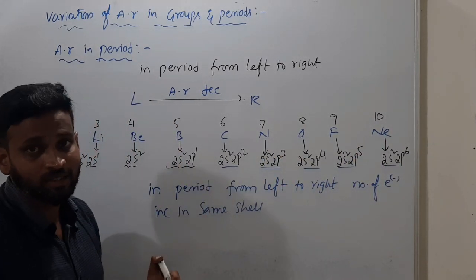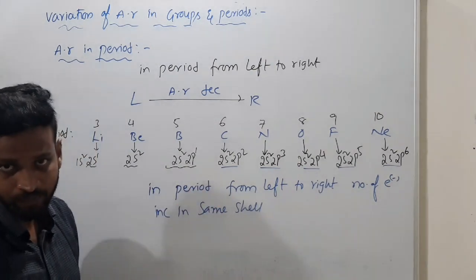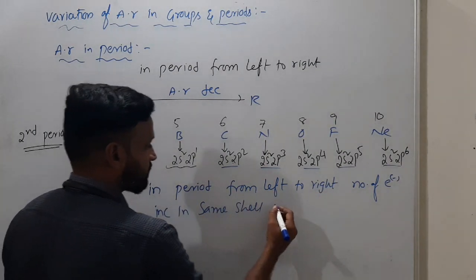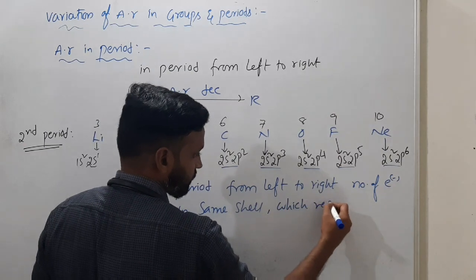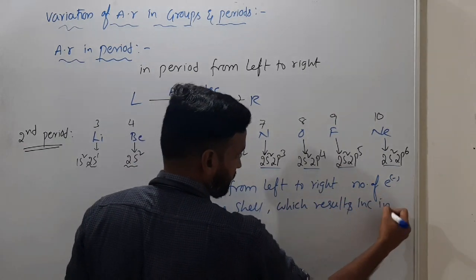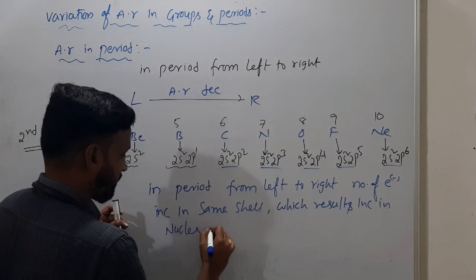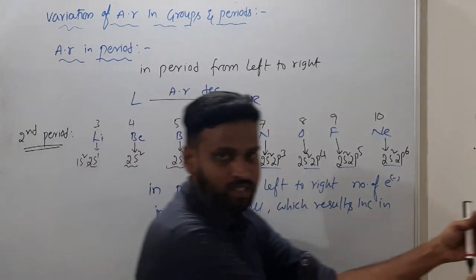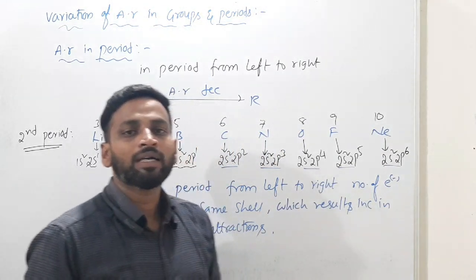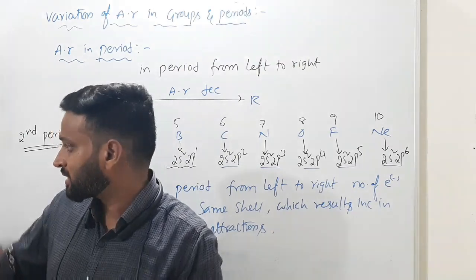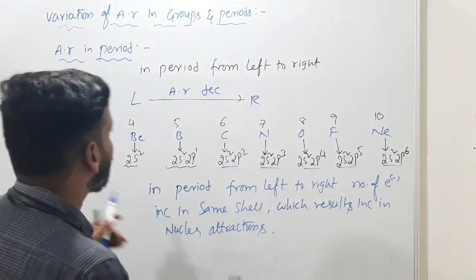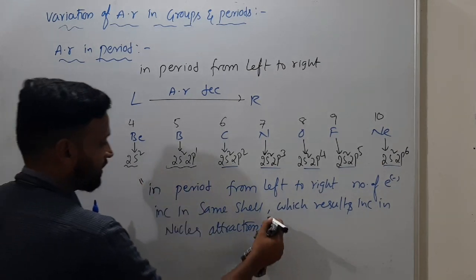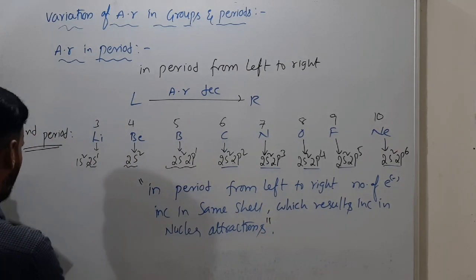Certainly nuclear attraction increases, which results in a decrease in radius because of attraction towards the nucleus. So in a period from left to right, the number of electrons increases in the same shell, which results in an increase in nuclear attraction. Increase in what? Nuclear attraction. Nuclear attraction increases means attracting towards the nucleus, so distance decreases. So in a period from left to right, atomic radius decreases, and this is the reason behind it. Please note it down, everyone.